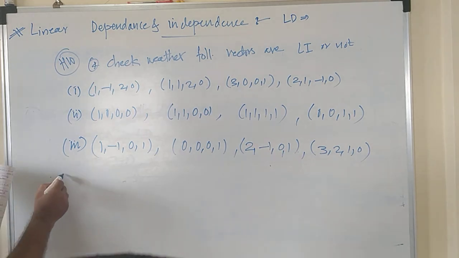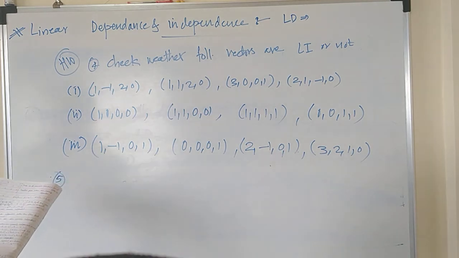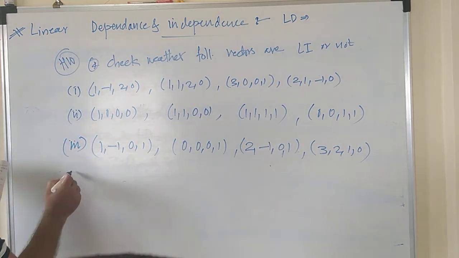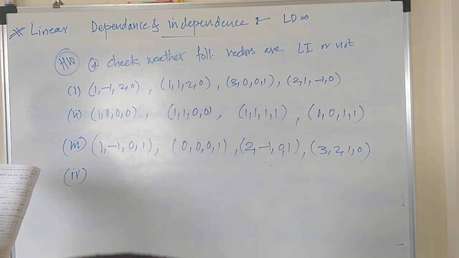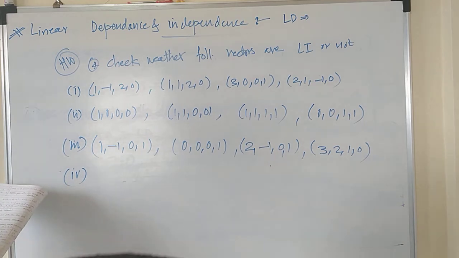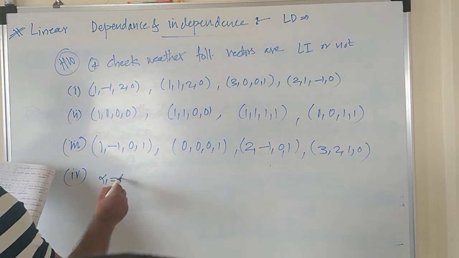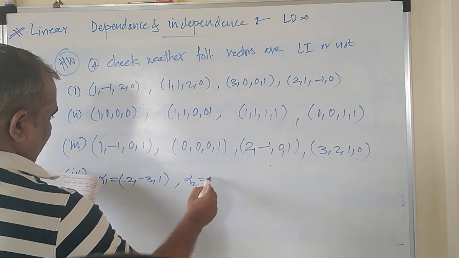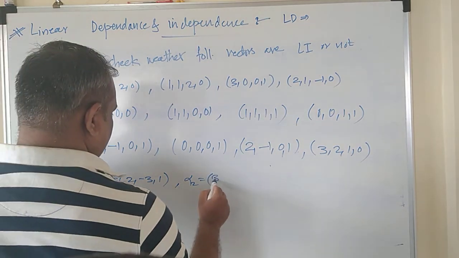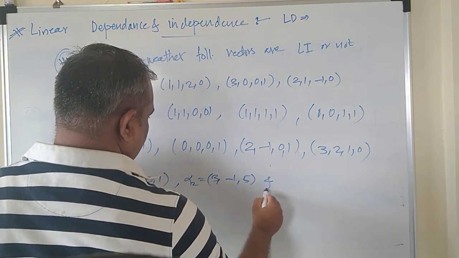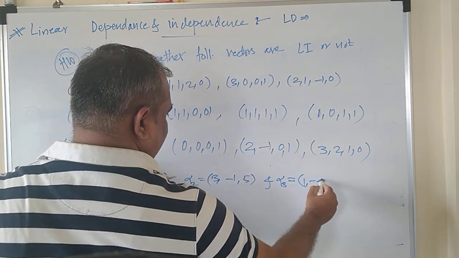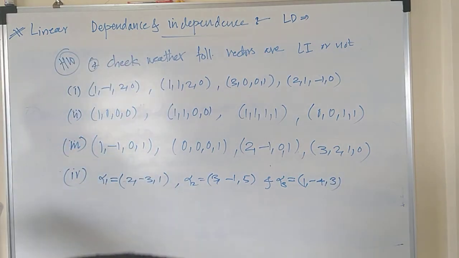Next example is a fifth one. Or I can put the same example as a fourth one here. Check whether the following vectors are linearly independent or not. Here alpha 1 is equal to 2, minus 3, 1, alpha 2 is equal to 3, minus 1, 5, and alpha 3 is equal to 1, minus 4, 3.